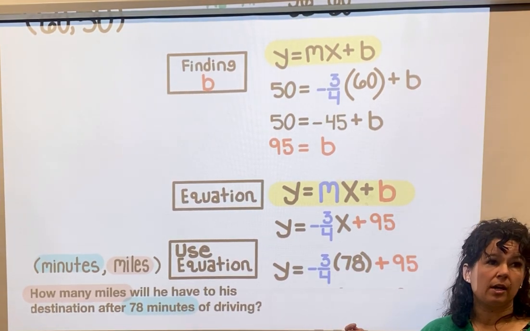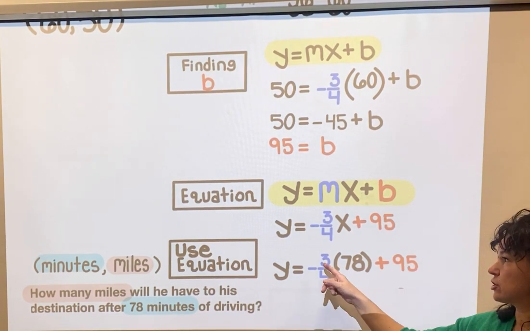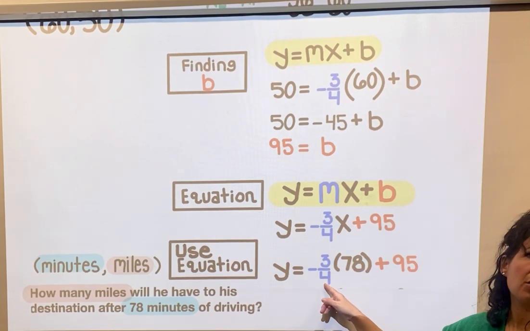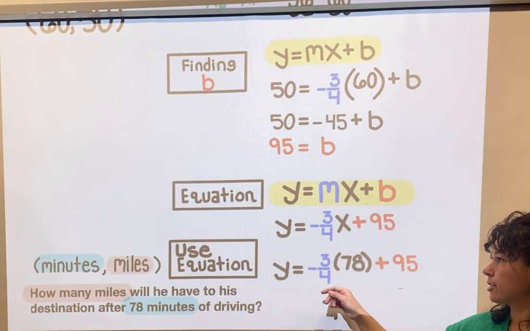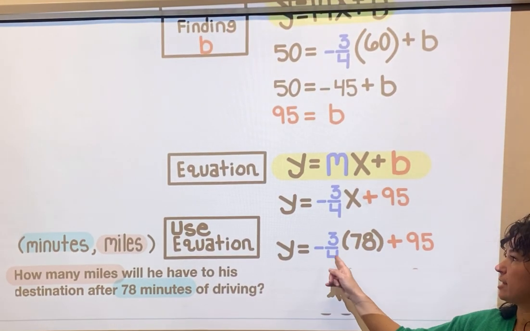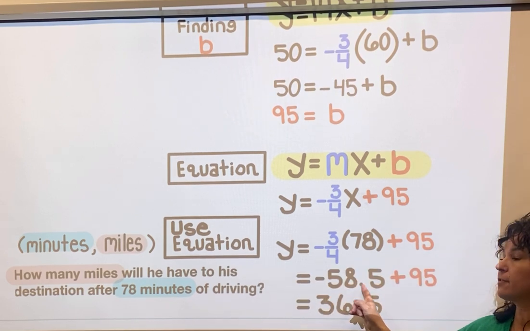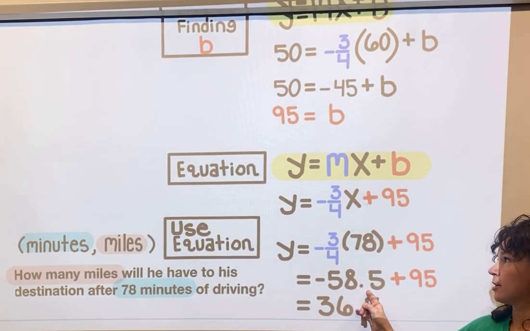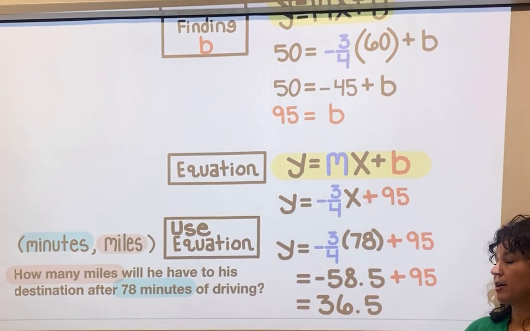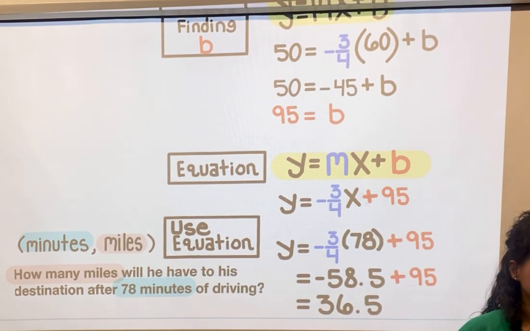In this particular one, it's not going to be a whole number or an integer. If you do 78 divided by 4, you get a decimal. So you're either going to go 3 times 78 over 4 times 1, divide the top answer by 4, or you can do 78 divided by 4 times 3. However you decide to do that, you get negative 58.5. And I still have plus 95, so my final answer there is 36.5 miles.